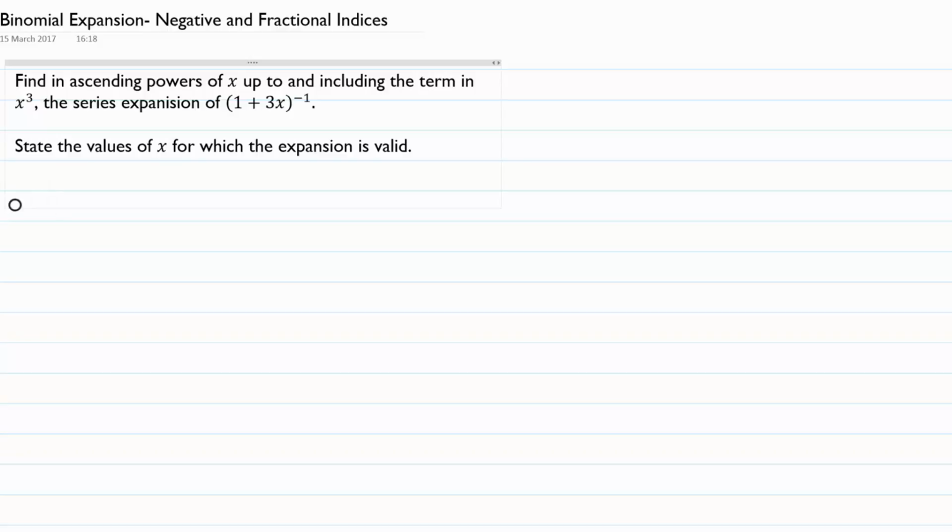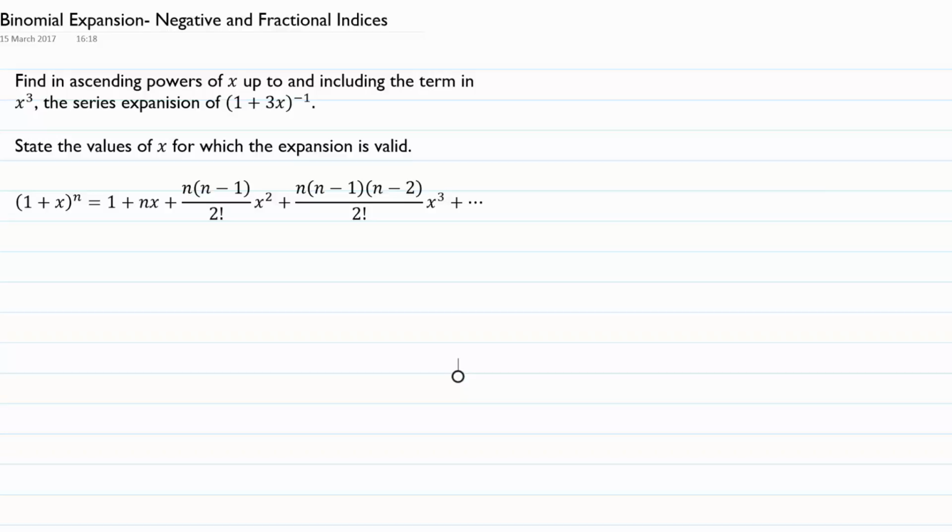Well, first of all, we're going to use this formula for the binomial expansion that we've already looked at in the last video. So we've got (1 plus 3x) to the minus 1. So the x in here becomes 3x. Everywhere there's an x in this formula, we are going to put 3x, and everywhere there's an n in this formula, we're going to put minus 1. Okay, so let's start off with that.